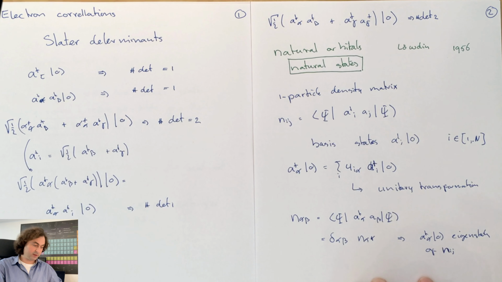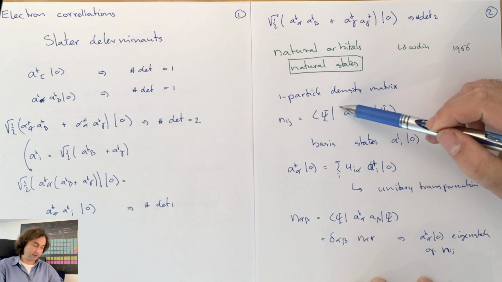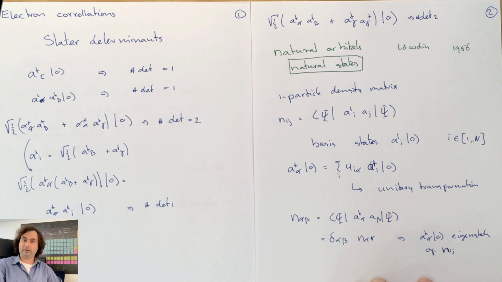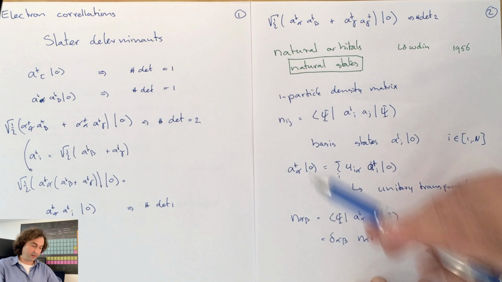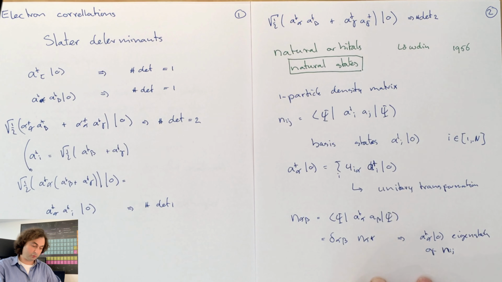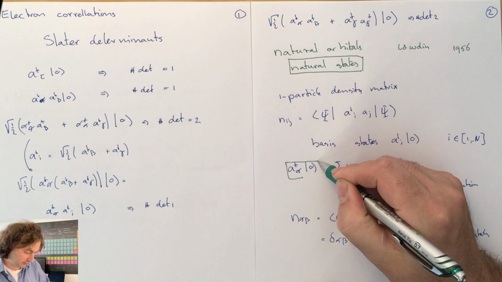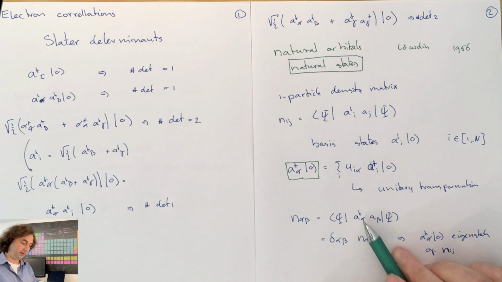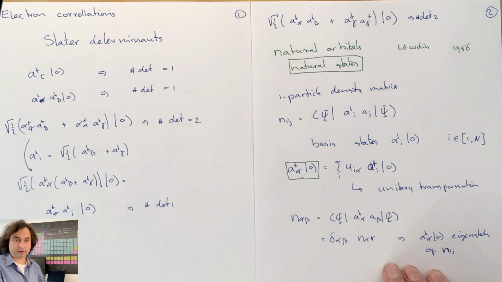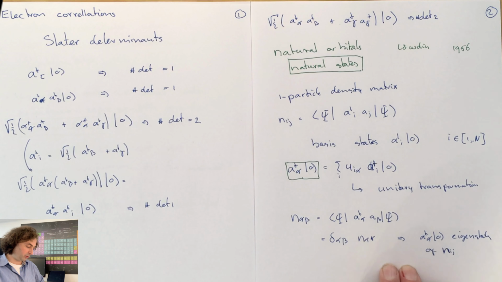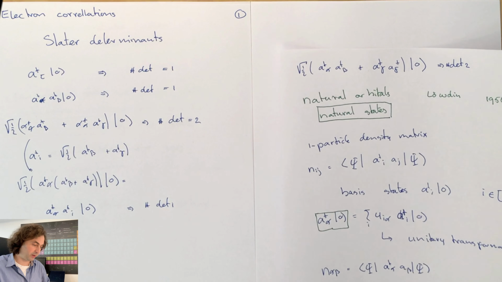So for a general state, we can calculate the density matrix. We diagonalize the density matrix, then the eigenvectors define a unitary transformation. And if we apply the unitary transformation to our basis, then we will find the natural orbitals of our system. So the natural orbitals are given by these states that have the property that your density matrix is diagonal. Or in other words, the natural orbitals are the eigenstates of the one-particle density matrix.